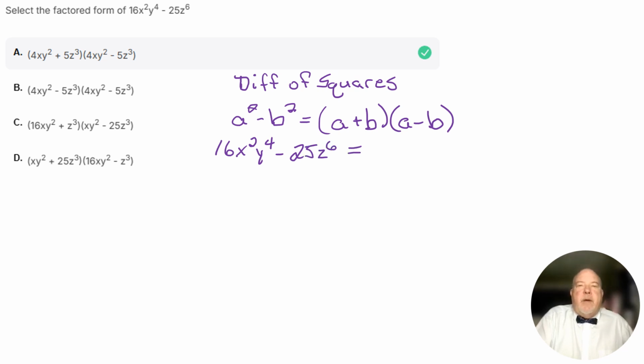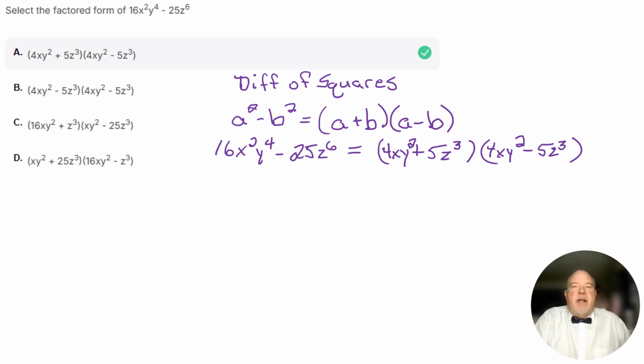And so that would be equivalent to, we know it's going to be in this format with one of them's a plus and one of them's a minus. The square root of 16 is 4. The square root of x squared is x, and the square root of y to the fourth is y to the second. And then the square root of 25 is 5, and the square root of z to the sixth is z to the third. And then I just write the same thing over here. So 4xy squared minus 5z to the third, and that's going to be my answer.